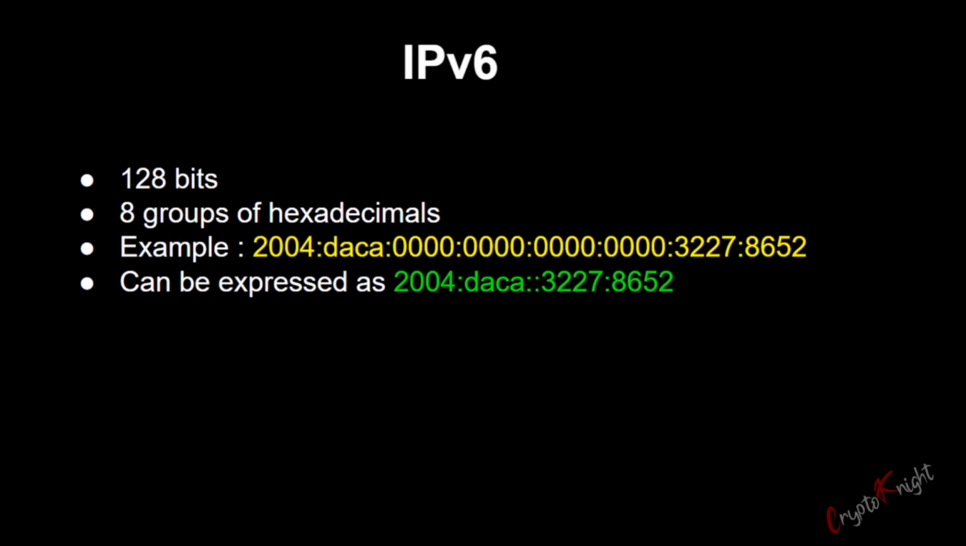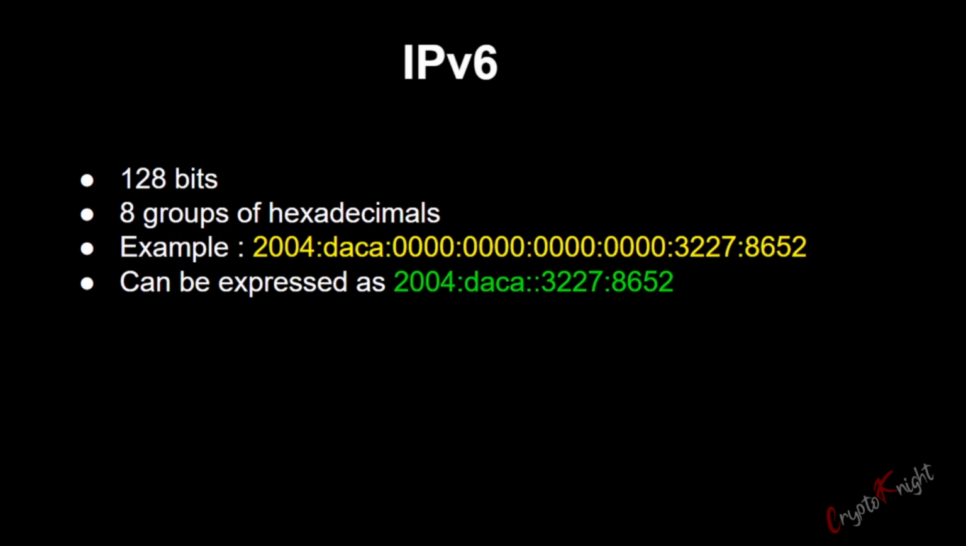So it has 8 groups of hexadecimal. Hexadecimal basically means 0 to 9 and A to F. These characters are involved. So as you can see, there are 8 groups: first, second, third, fourth, fifth, sixth, seventh, and eighth. If there are any consecutive zeros in between, they can also be represented by just this. We can remove these zeros and it is understood that in between there are zeros. Okay. So this was the basic understanding of IPv6.